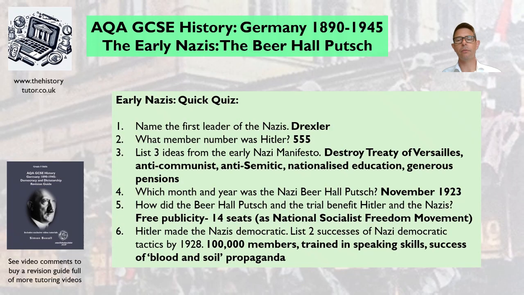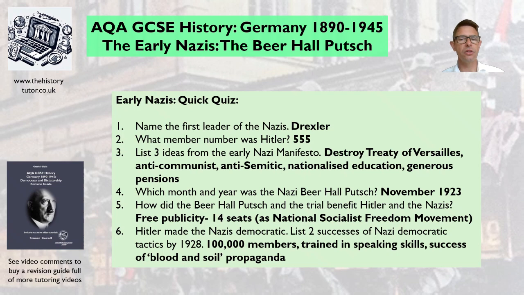Question number 5. How does the Beer Hall Putsch and the trial benefit Hitler and Nazis? So, of course, it gave him free publicity. Now, he'd caused a rebellion. There had been some murder. There had been an attempt to take over the army in the area. There had been an idea of a march on Berlin, like Mussolini's march on Rome, for a revolution. There had even been a bank robbery involved to fund the whole thing. So it was a media sensational story.